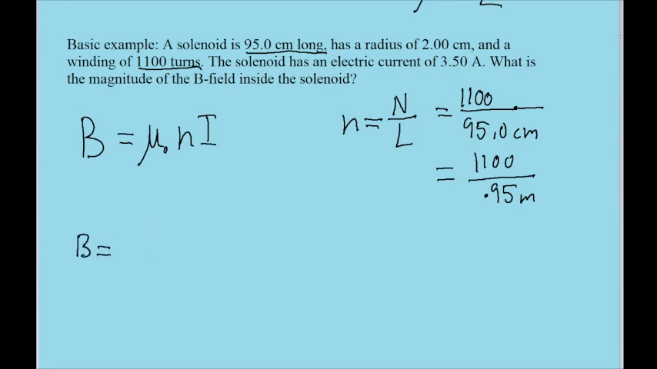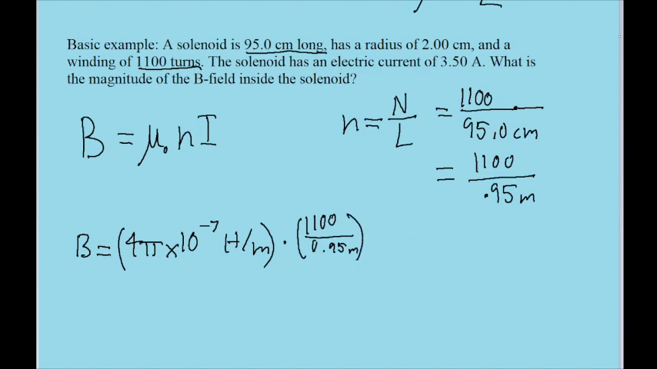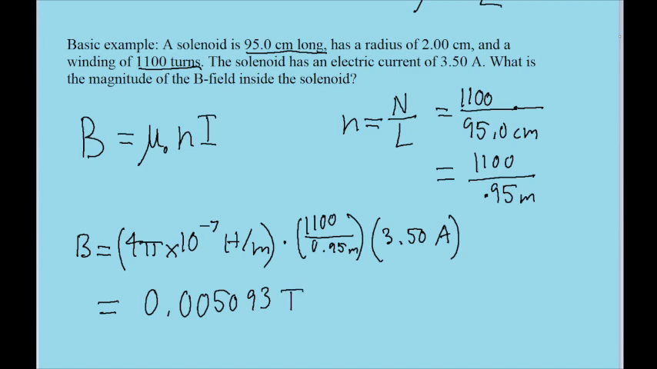So B is equal to mu naught, the magnetic constant, which is equal to 4 pi times 10 to the negative 7 henries per meter, times small n, which we've established is 1100 turns divided by 0.95 meters, and then times the current, which is 3.50 amperes. So if we put this into our calculator, we're going to find a magnetic field of about 0.005093 teslas. So this is the answer that we get.